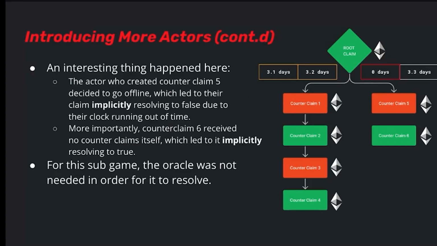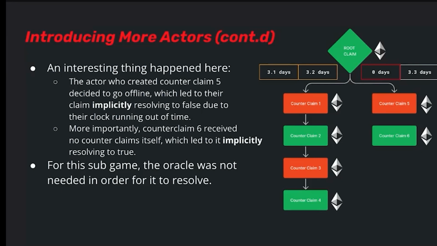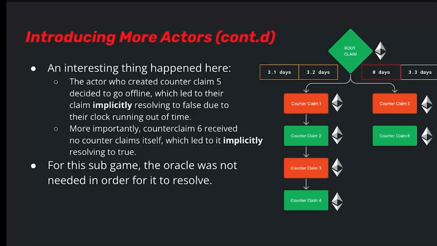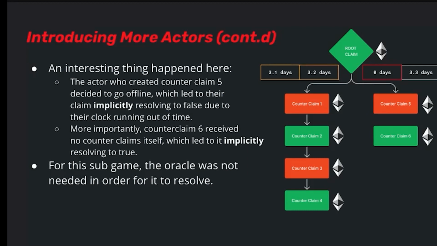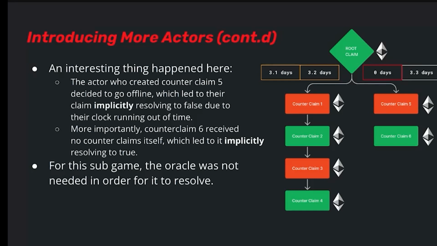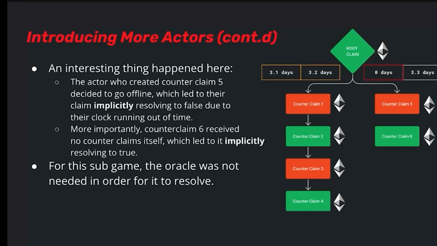So an interesting thing happened here. The actor who created counterclaim 5 decided to go offline, which led to their claim implicitly resolving to false due to their clock running out of time. We can see that they decided to never respond to this counterclaim 6 and never reach the deepest level of the tree down here. But more importantly here, counterclaim 6 received no counterclaims itself, which led to it implicitly resolving to true. And this is the more important one of the two. We want the deepest one.